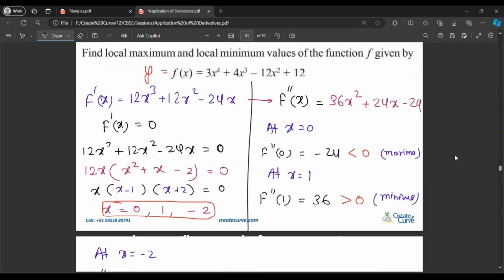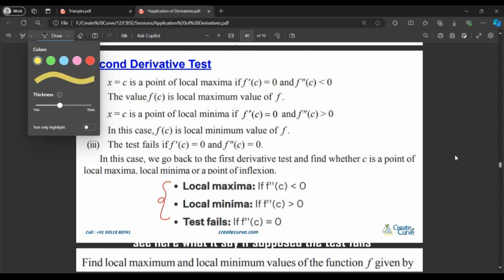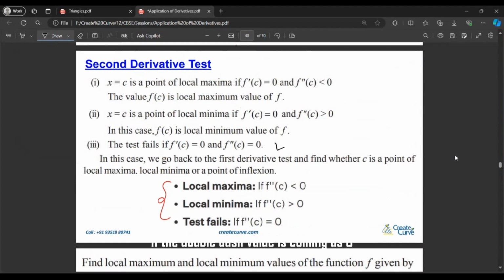Then we will move to the first derivative test. See here what it's said. If the test fails, if the double dash value is coming as 0, then we will go back to the first derivative test. We will draw the number line. From positive to negative, it will be maximum. Negative to positive, it will be minimum. Only when the double derivative is equal to 0, then only we will move to the first derivative test.